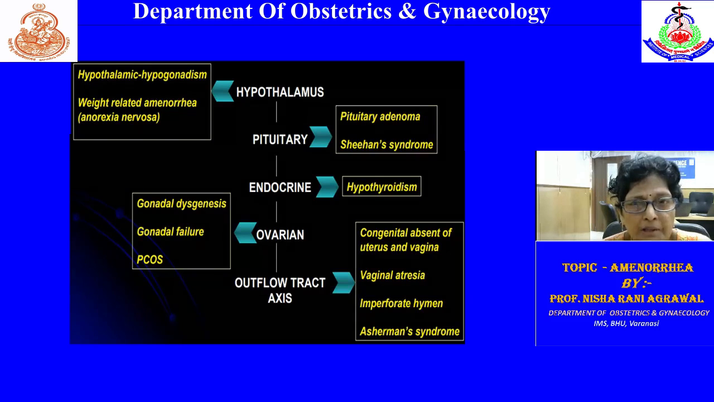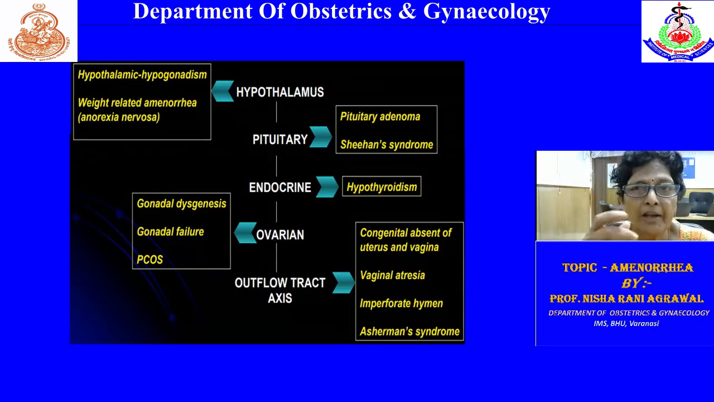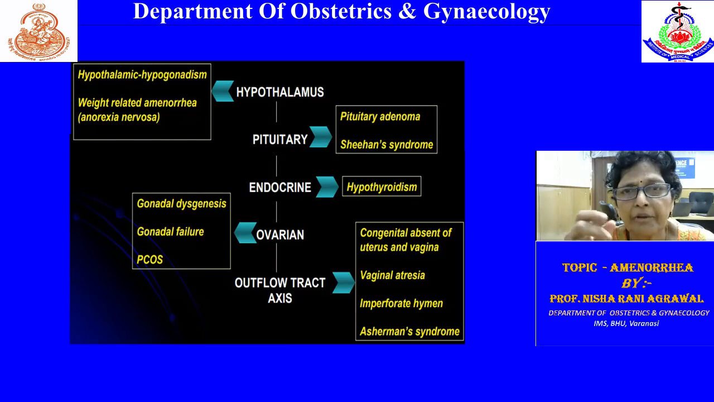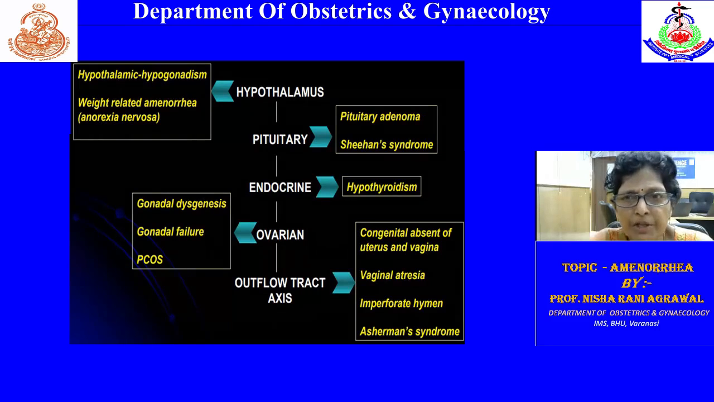Now coming to the pictorial depiction of what can happen where. In the hypothalamus, hypothalamic hypogonadism can be there, where GnRH secretions are less. Weight-related amenorrhea, that is anorexia nervosa. In pituitary adenoma or Sheehan syndrome, there is necrosis of the pituitary because of the PPH, prior PPH.